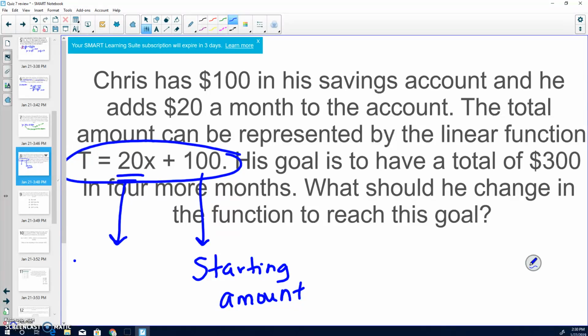He's going to have to change, I think it's to what? To get to 300 more? Or a total of 300? Add 20. Wait, 20 plus 20 is 40. We'll put it like this. We'll have to raise, we're multiplying, the amount he puts in there every month.